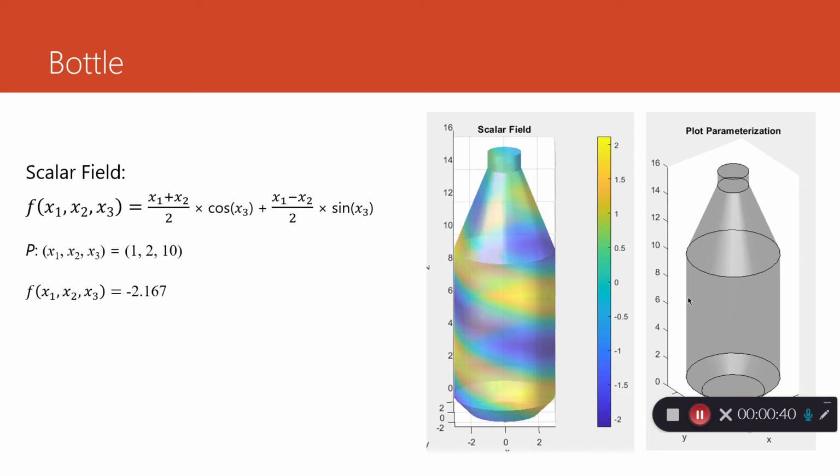This is the visualization of the scalar field, and the range of the scalar field is from minus 2.16 to plus 2.16. And for the following point, it is 1, 2 and 10, the scalar field is minus 2.67 and the scalar quantity is 2.67.